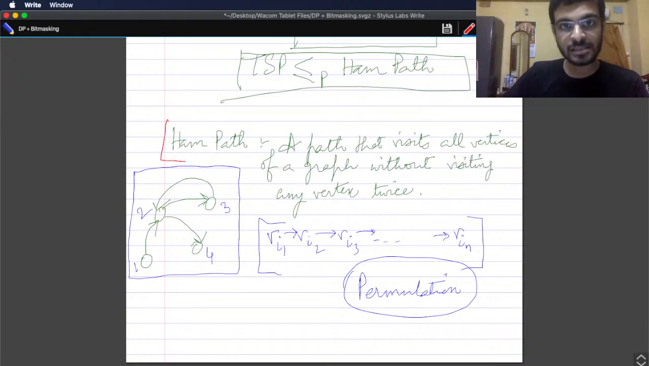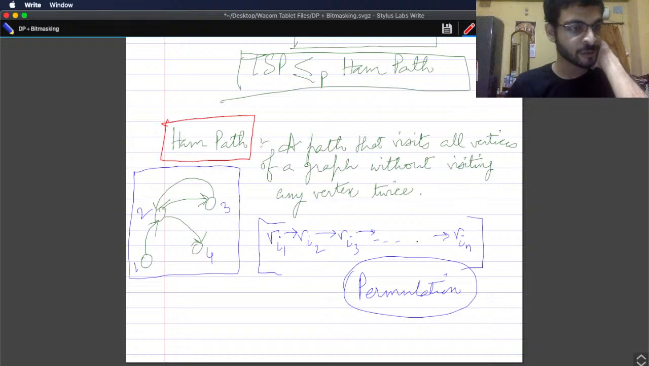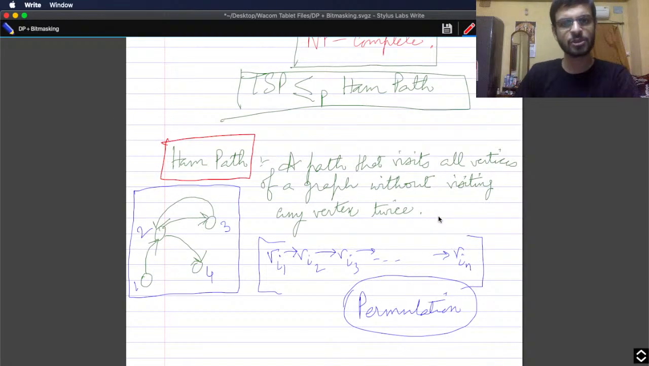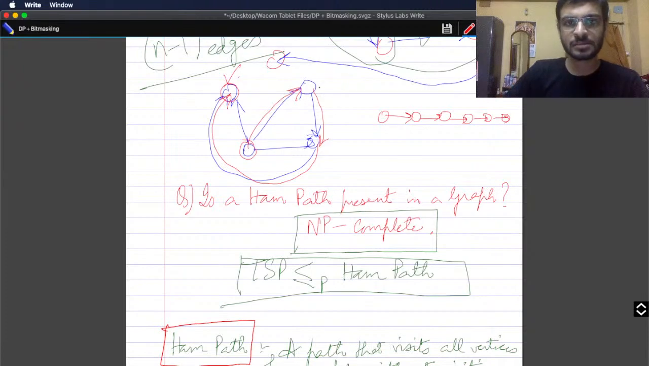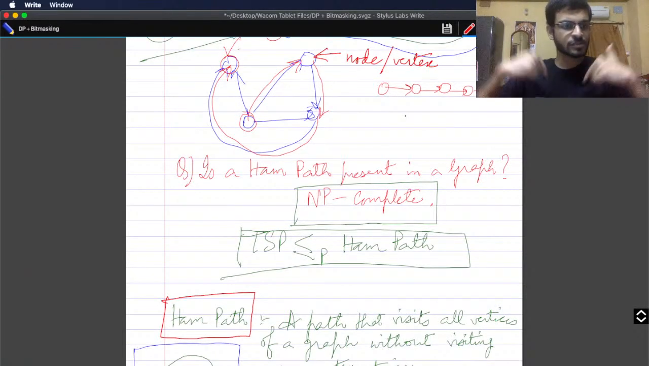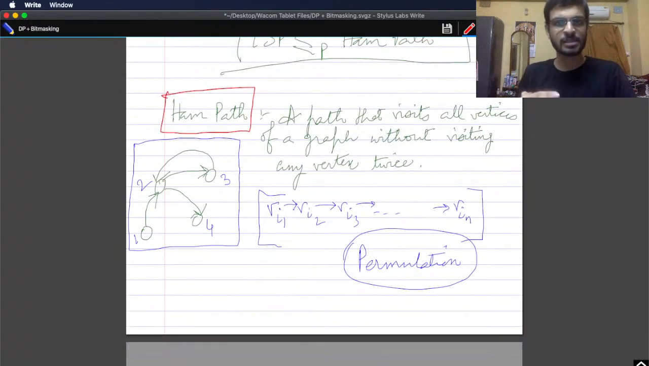A Ham path is a permutation of vertices which specifies the order in which they are going to be visited. Let me check the question. If any node has 2 vertices, then that should not be Hamiltonian. If any node has 2 vertices, means? Maybe some typo, because a node is the same as a vertex. All of these represent node or vertex. So do you mean that if a node has incoming edges from 2 vertices, or if it has outgoing edges to 2 vertices? What are you trying to mean over here?